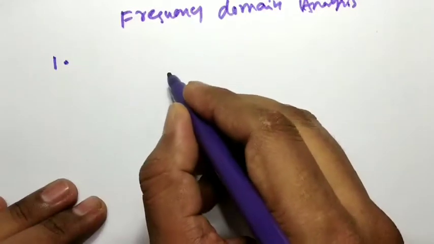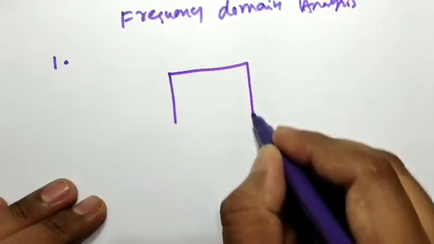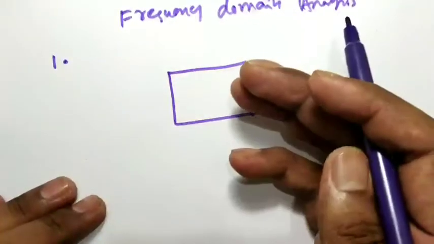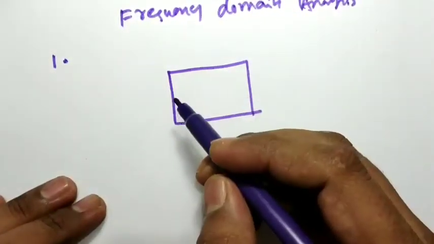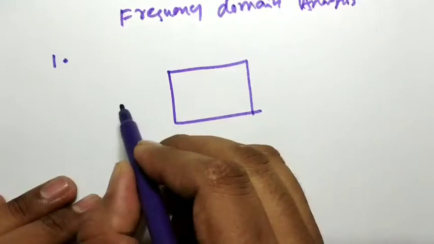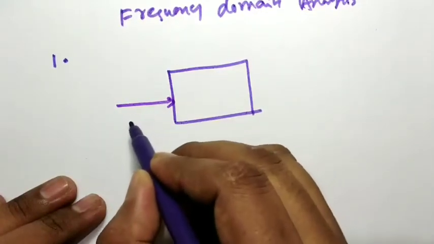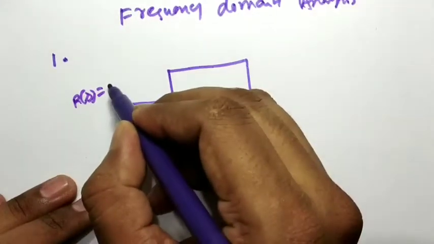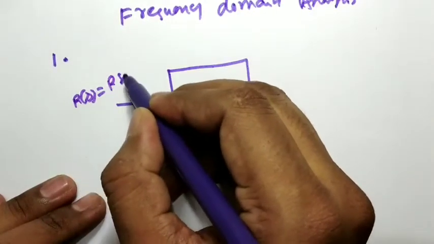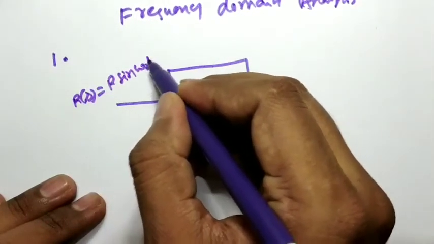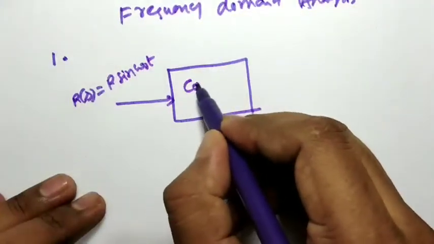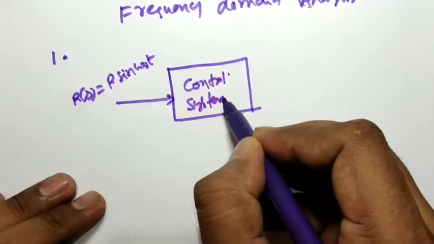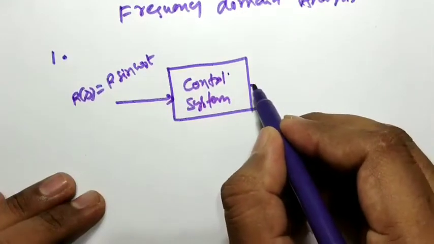I'm going to take a control system. Generally it's a linear time invariant control system. Your input in the frequency domain is R of S, that is R sine omega naught t. This is your control system, so you get the output.